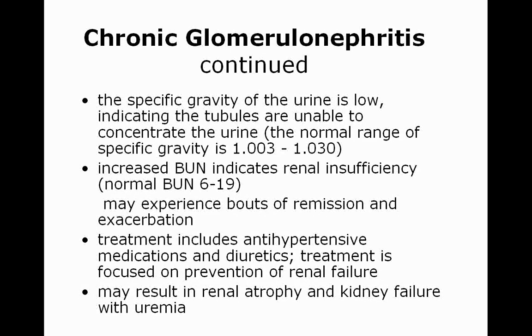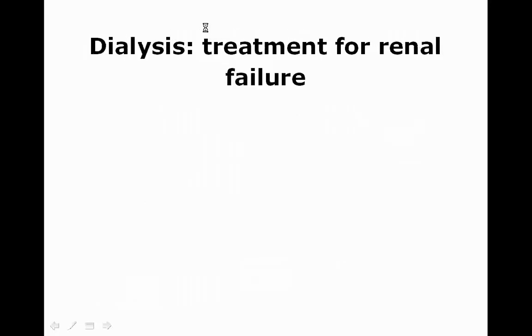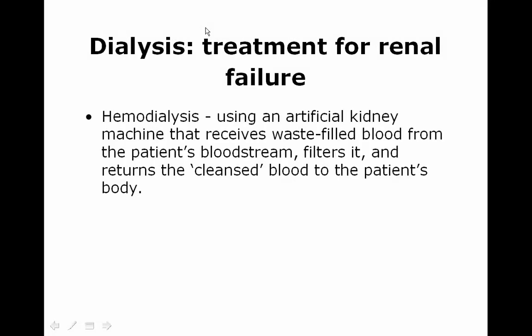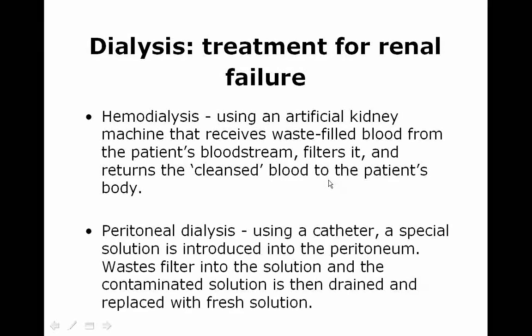Chronic glomerulonephritis may lead to renal atrophy, a kind of shrinking away of the kidneys, and again the kidney failure with uremia. One of the treatments for renal failure, whether the renal failure is due to chronic glomerulonephritis or other conditions, is dialysis. There are two different main forms: hemodialysis, and peritoneal dialysis.